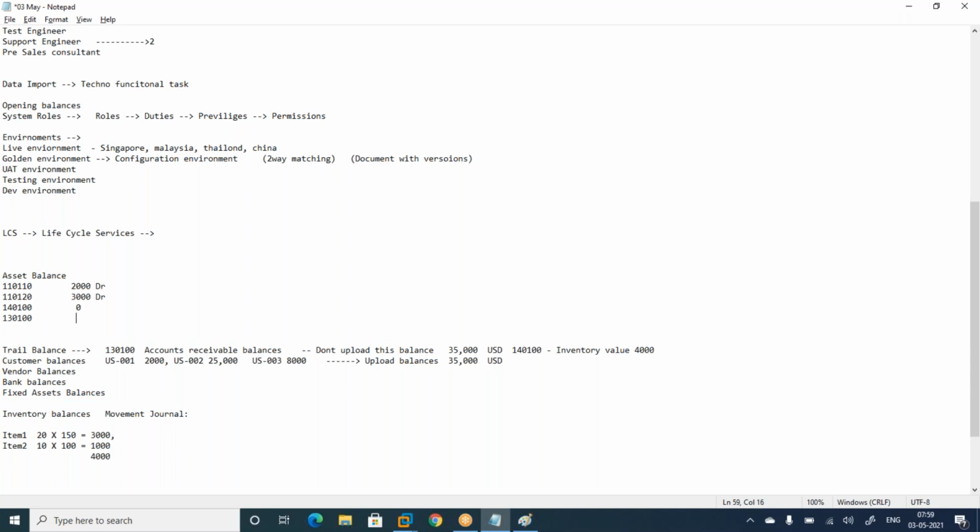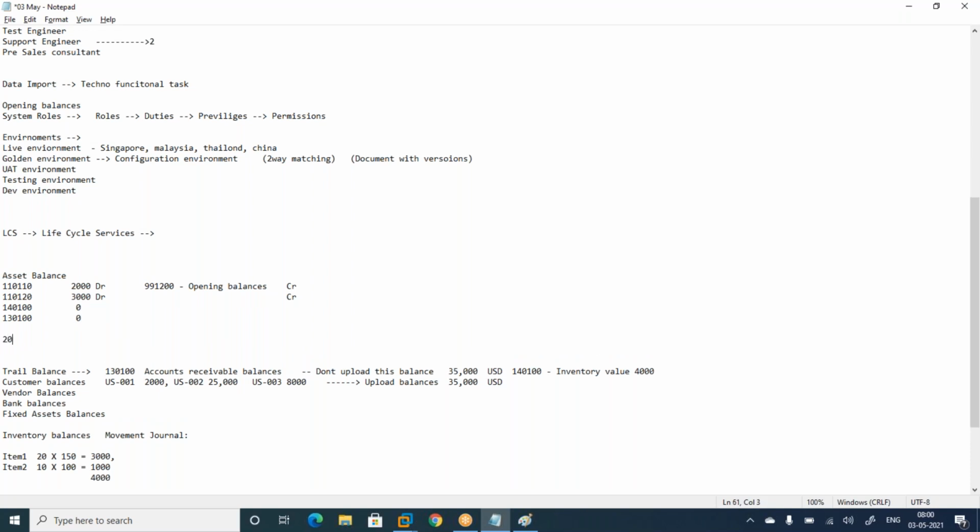It is 0. I'm not uploading it into the trial balance. I will take another account, opening balance. It is 991, 200 something. This is opening balances. This will be credited. The amount the same, credit. And 200, 100 something, it is credit, 5000 credit. Now debit.